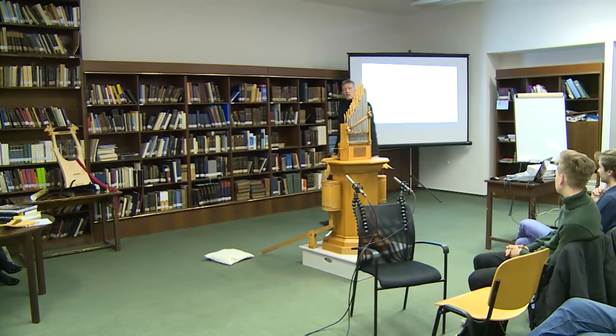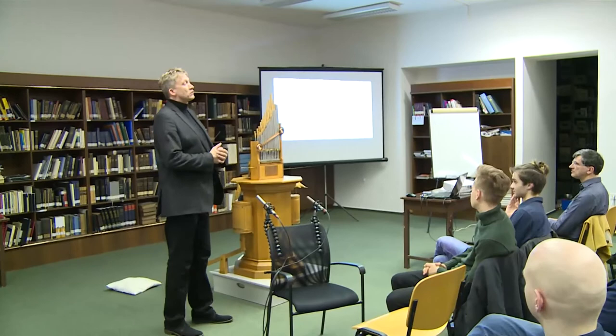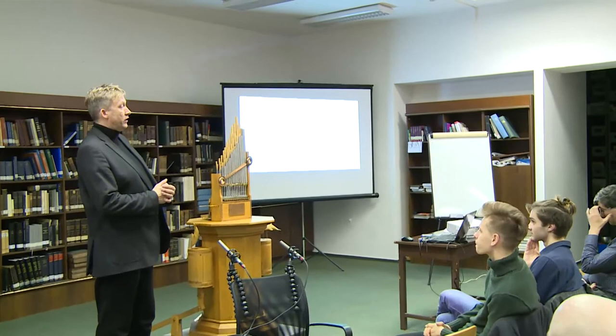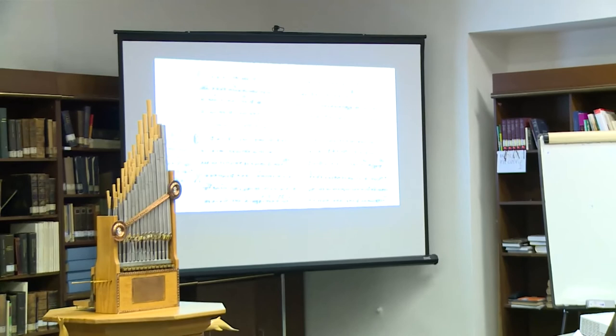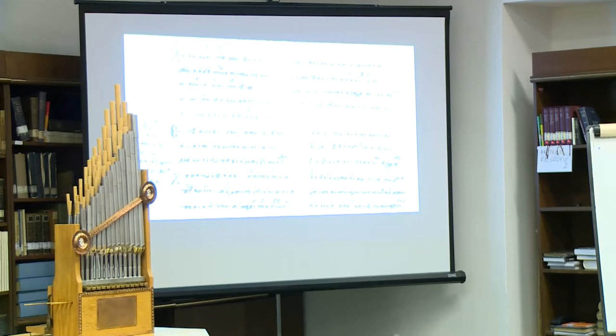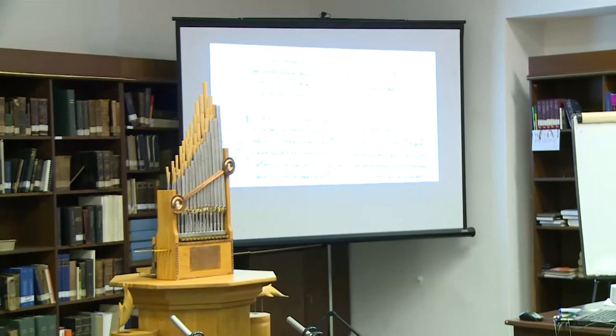This is music composed by Mesomedes of Crete, 2nd century AD. And Mesomedes was a favorite composer of Emperor Hadrian. He was a so-called kitharode. That means he played the kithara.